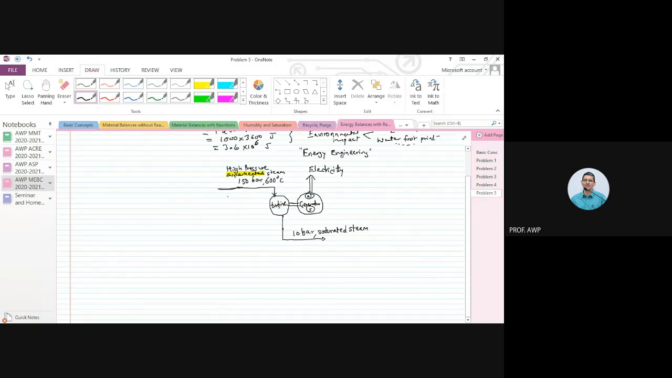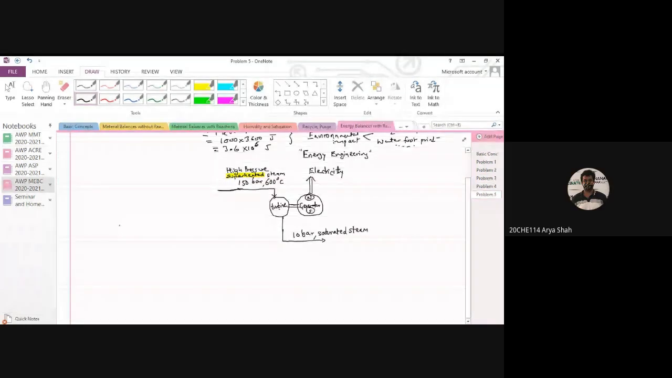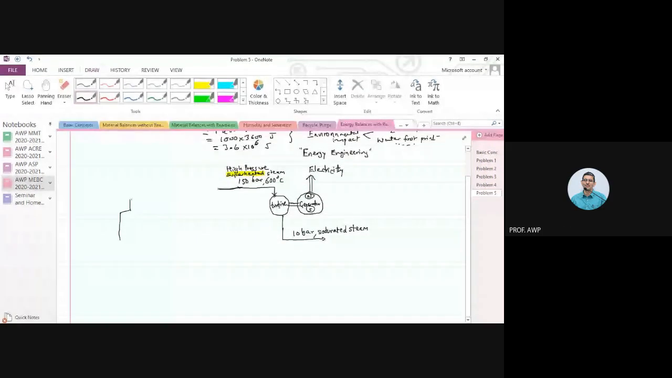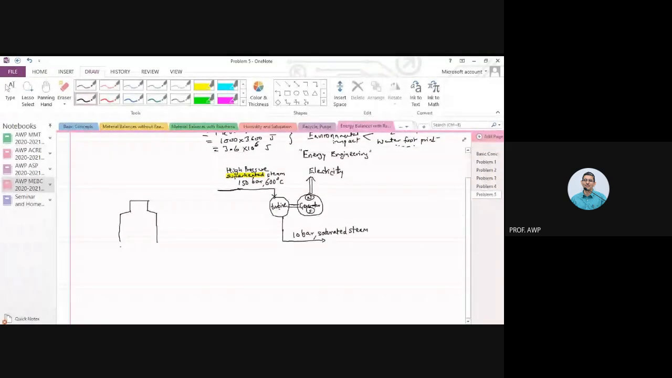So now, how do we generate the superheated steam? Any thoughts about how we can generate superheated steam? Shell and tube exchanger, okay, but what would be the heat source for generating this superheated steam? So like the previous problem. Correct. Like the previous problem, we burn fuel. So we have a furnace or a boiler, steam generator.